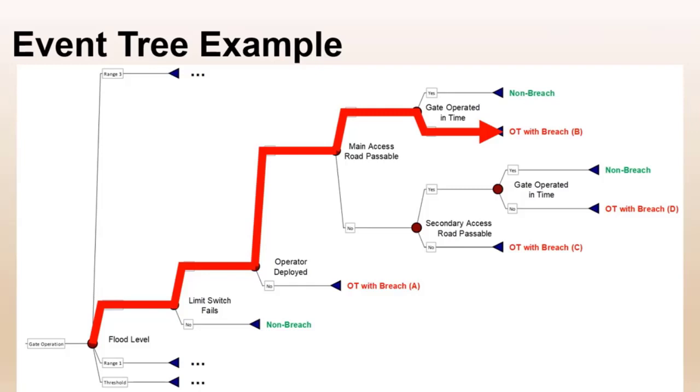There may be delays with detecting the limit switch failure, making the decision to deploy an operator to the site, reaching the operator to tell him to go to the site, and the operator leaving his current location to go to the site. In addition, when he gets to the site, there may not be time to make the actual gate operation. This should sound familiar because this timeline was also discussed in Chapter C1, Consequences. The timeline of human factors is an important consideration for operational related potential failure modes because it may be overcome by the rate of reservoir rise.